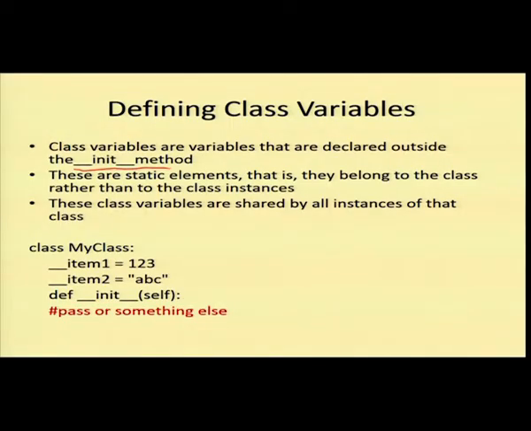Now, let us see how to define the class variables. The class variables are the variables that are declared outside the initialization method, and that is the reason in Python when you are going to have a class, you are supposed to have a compulsory method called the init method, underscore underscore init underscore underscore. It is a method. These are static elements, that is, they belong to the class rather than to the class instances. These class variables are shared by all instances of the class.